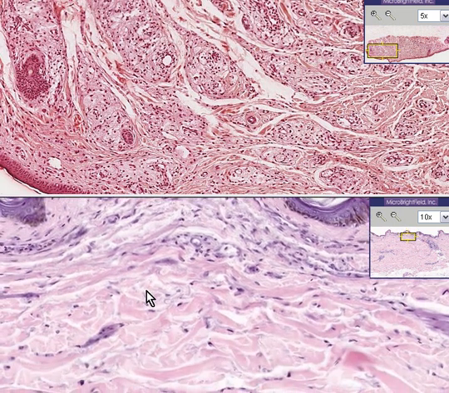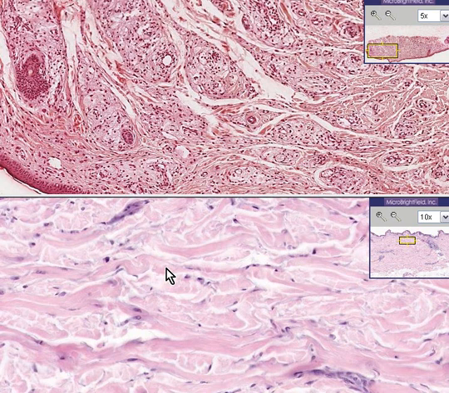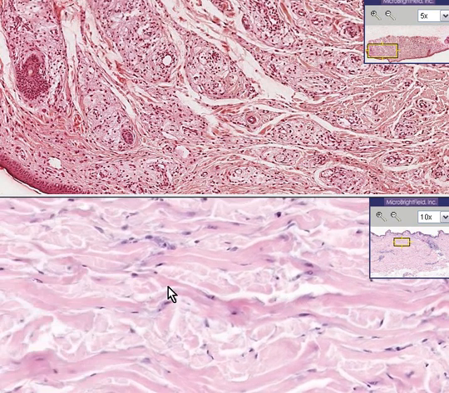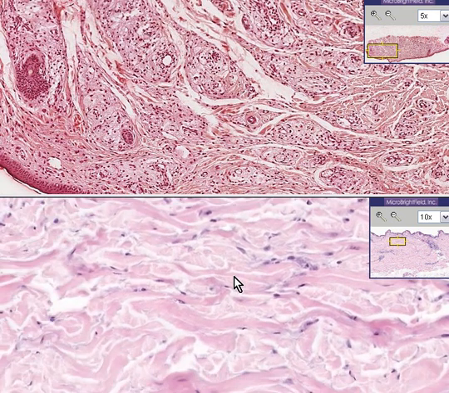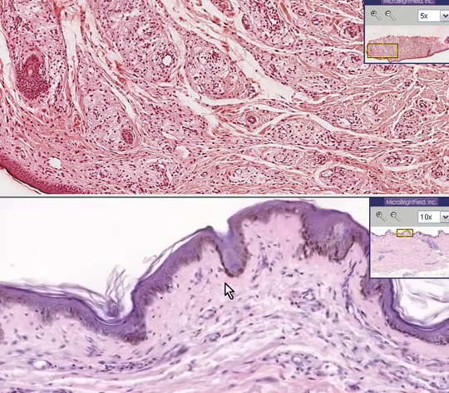And then you could see fairly uniform, well-organized reticular dermis consisting of broad bands of collagenous fibers, fibroblasts, and probably occasional small blood vessels. This is normal skin.